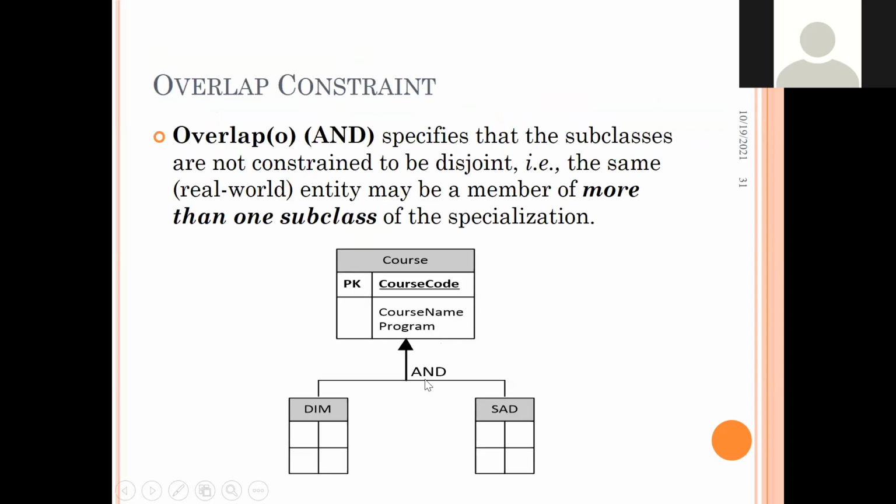And then the overlap constraint means that this superclass can participate in more than one of the subclasses, where you're saying a student is doing a course, but they are doing DIM, and they are doing SAD, and they are doing internet programming. So that means that for that particular superclass, it can participate in more than one of the subclasses for that particular specialization. That is the overlap constraint.